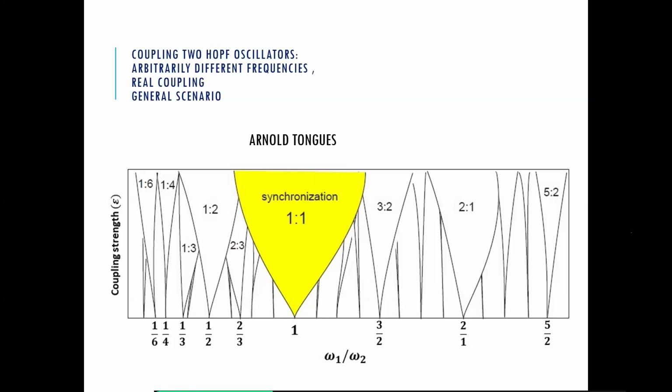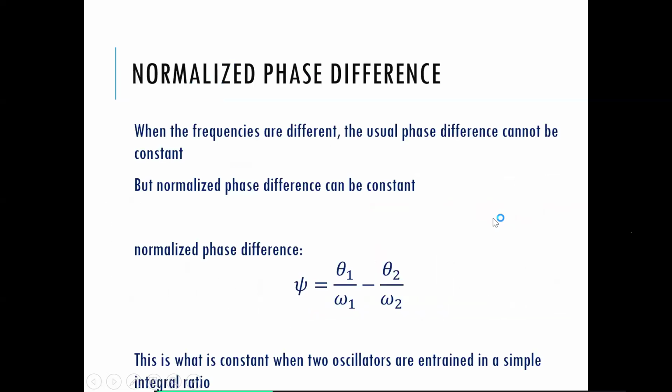So with all this, basically the moral of the story is it's very hard to make oscillators have a stable phase relationship when the frequencies are not the same. But this is a simple summary of this.